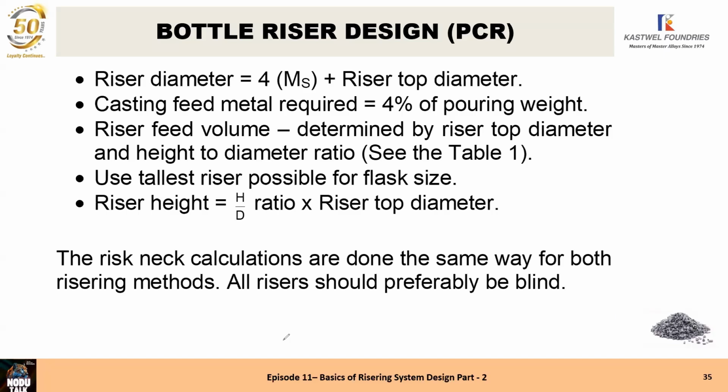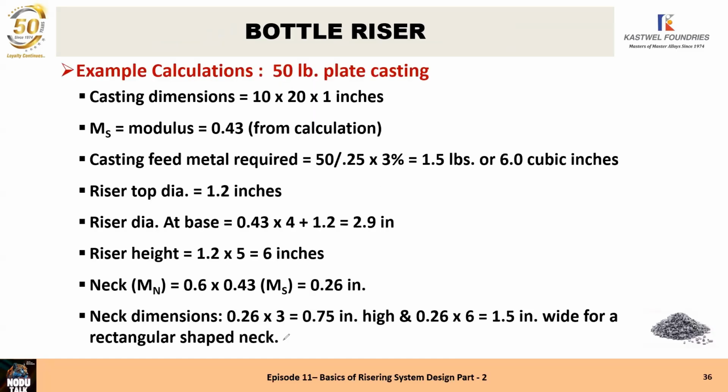The riser neck calculations are done the same way for both the risers. All risers should preferably be blind. For example, a pound plate casting has dimensions of 10 inches long, 20 inches wide, and 1 inch thick. So the modulus is 0.43 from the calculation I gave you earlier.